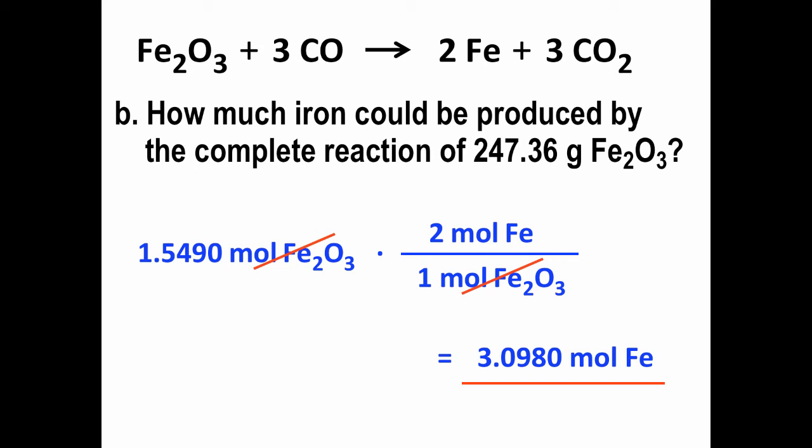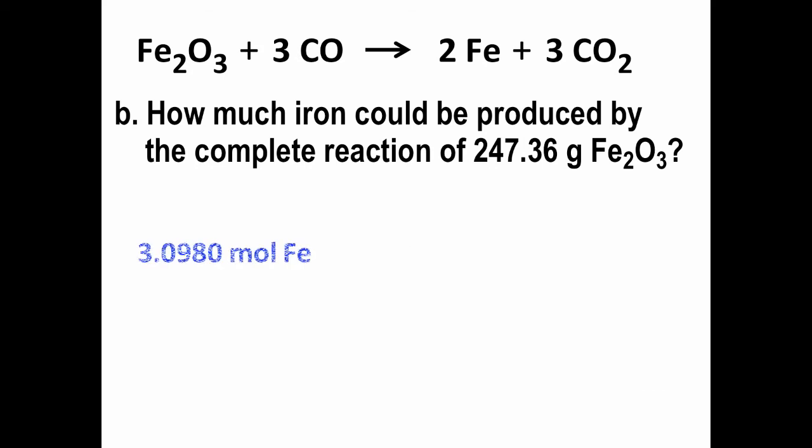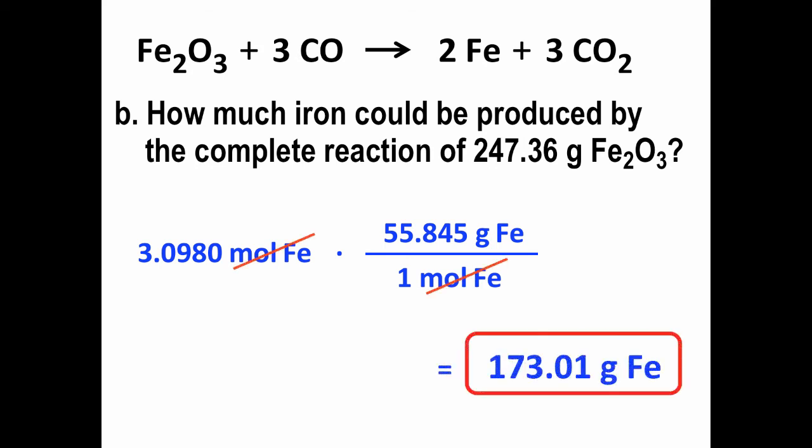And if the question truly was just how much iron could be produced, we could stop here because this is a perfectly good amount of iron. But I did say that we're going to want the amount of iron in terms of grams, so we'll continue and do the last step. 3.0980 moles of Fe. 1 mole of Fe is 55.845 grams, and when we do that calculation, we get 173.01 grams of Fe that could be produced by the complete reaction of the 247.36 grams of Fe2O3.